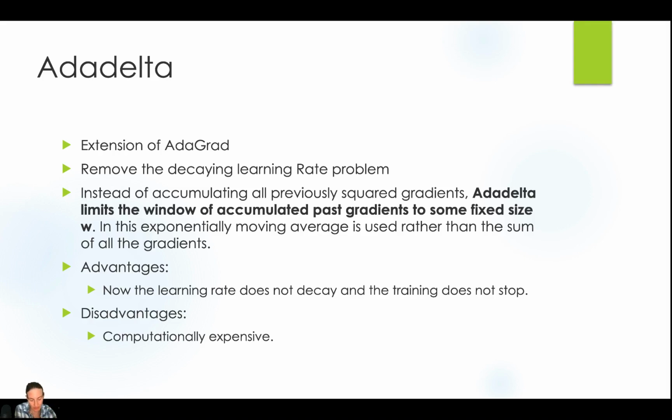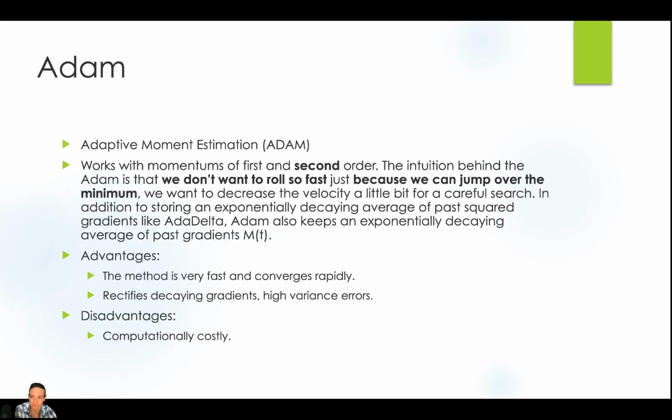Its main weakness was that there was an accumulation of the squared gradients in some denominator, which caused a decaying learning rate problem. So instead of accumulating all these previously squared gradients, Adadelta limits the window of accumulated past gradients to some fixed size, so it doesn't look back so far, and that greatly improves the algorithm. Now the learning rate does not decay, but it's still computationally very expensive.